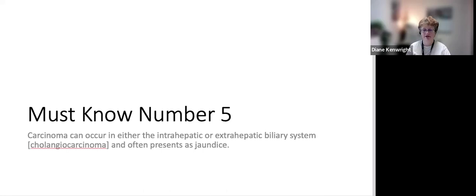Must know number 5. Carcinoma can occur in the bile ducts, either the intrahepatic bile ducts or the extrahepatic bile ducts. And this kind of cancer is called cholangiocarcinoma, and it often presents as jaundice. So cholangiocarcinoma, the carcinoma of the biliary ducts.